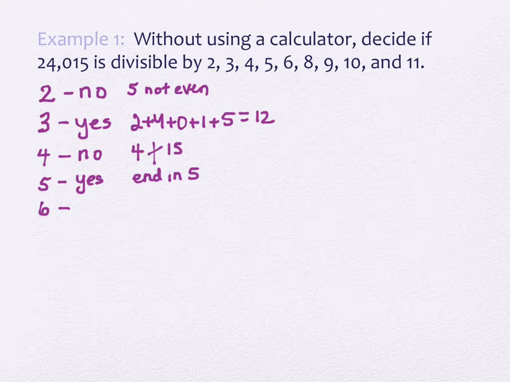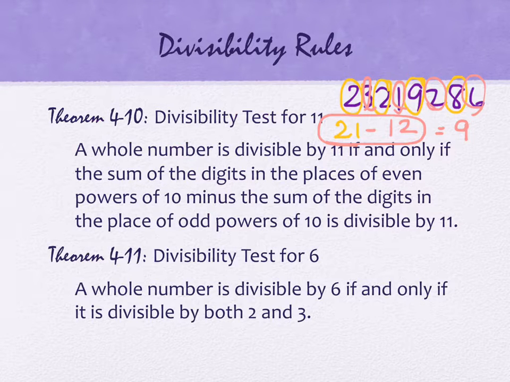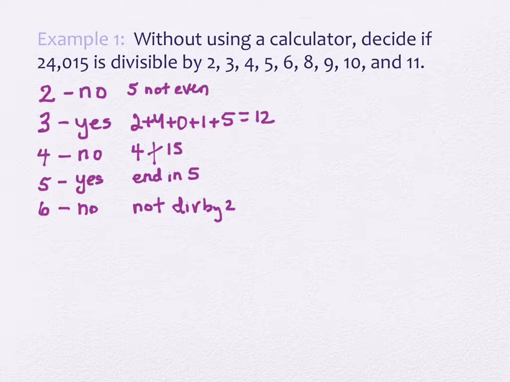How about 6? No. No, what's wrong? Because it's not divisible by 2, it's only divisible by 3. Right, it's not divisible by 2, and it needs both of them. Divisibility test for 6 means it has to divide by 2 and 3. 3 works, 2 doesn't. Okay, 6, what's next? 8.